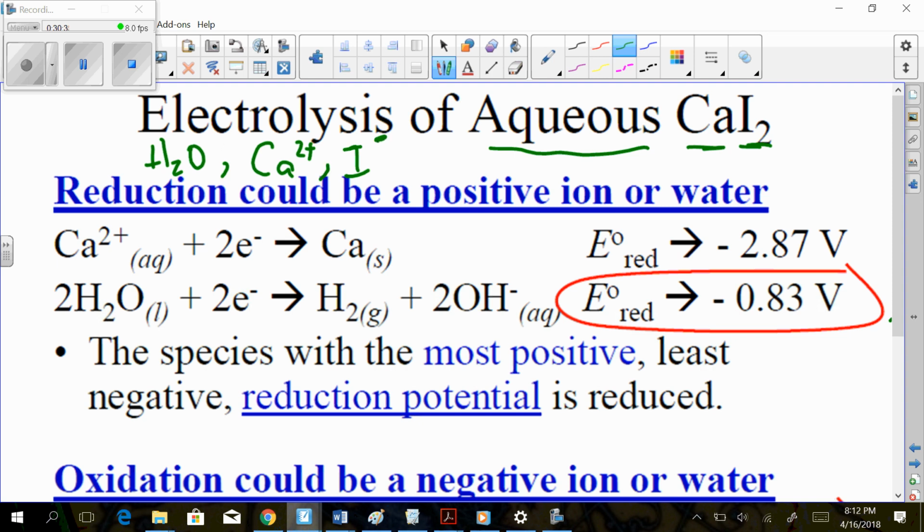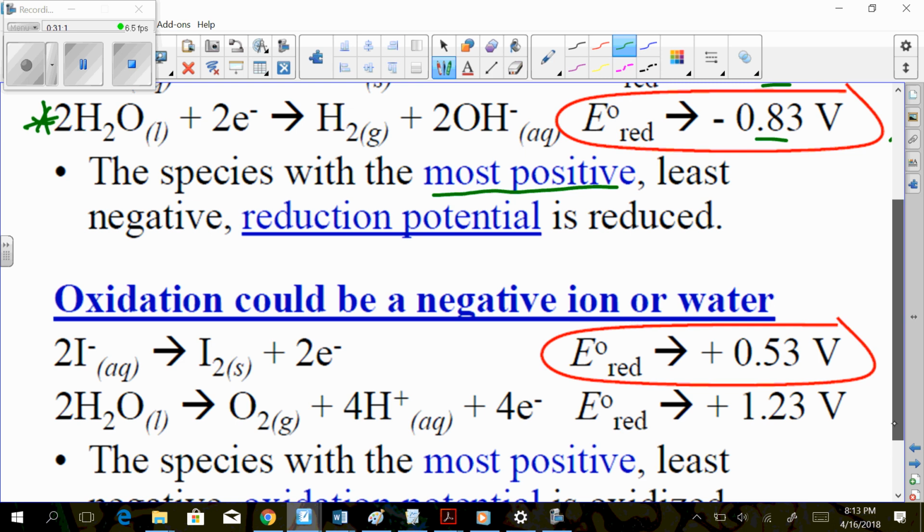Now, the two things that could be reduced are the calcium ion or water. Those are the two reactions that could occur for the reduction half. Which one actually happens in real life? The one with the most positive or least negative reduction potential is actually reduced. In this case, this is more negative and this is less negative, so the water gets reduced in this one.